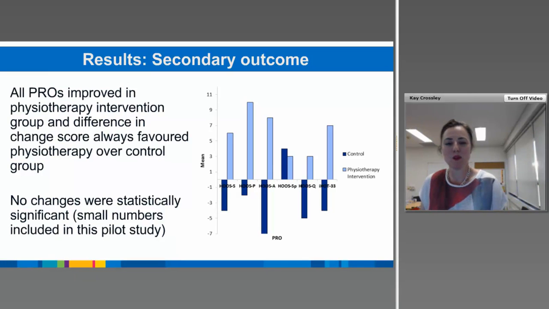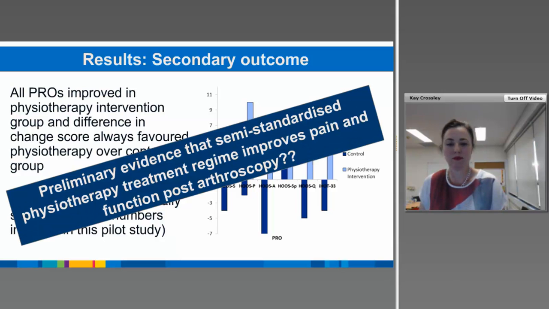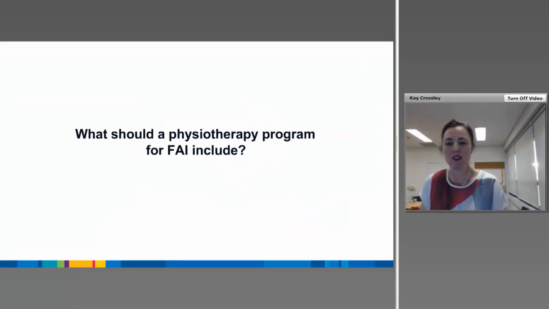And just to summarise our results for our secondary outcome, which was looking at pain and function, we found that all patient-reported outcomes improved in the physio intervention group, and that the difference in the change score between the groups always favoured the physiotherapy over the control group. But none of these changes were statistically significant because we only had small numbers in this pilot study. So we have some preliminary evidence that a semi-standardised physiotherapy treatment regime probably improves pain and function post-hip arthroscopy, but we need to replicate these results in larger scale randomised controlled trials.